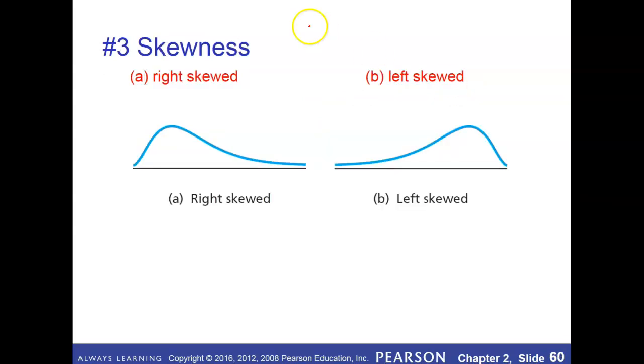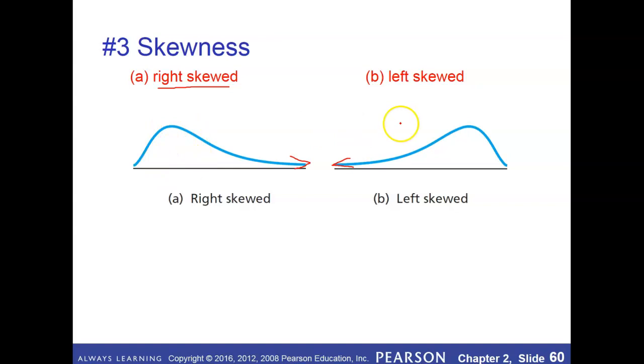And then we also have skewness. So it could be skewed to the right. A lot of people get these backwards, but it's skewed to the right if it looks like it's being pulled to the right. Okay, it's stretched way to the right. Skewed to the left would be if it's pulled way to the left.